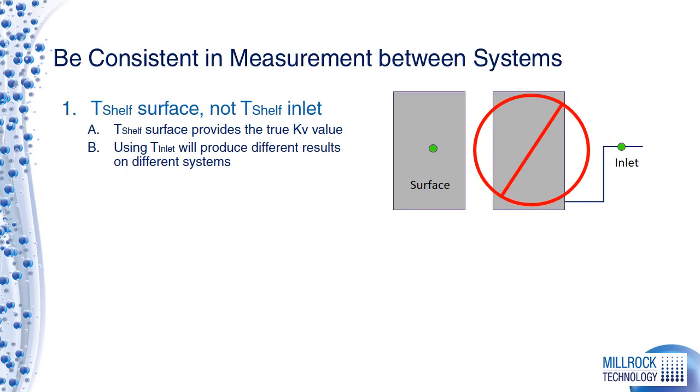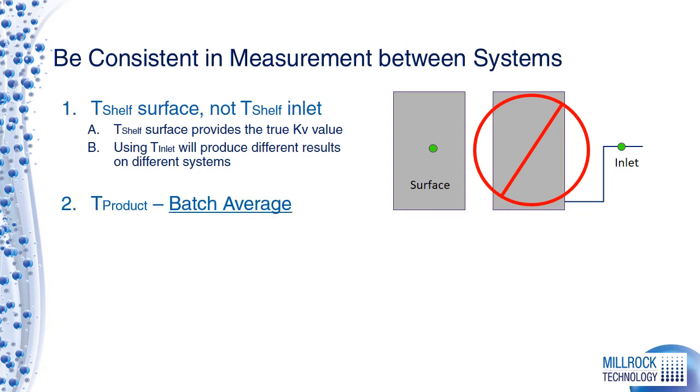It's important that during these measurements, we understand where the measurements are and we're consistent. We're going to use the shelf surface temperature, not the inlet temperature. The shelf surface temperature provides the true Kv and has the least variation. A large freeze dryer is going to have a larger temperature difference between the inlet and the shelf surface than a small freeze dryer, so the only way to really do this is to measure the shelf temperature at the surface.